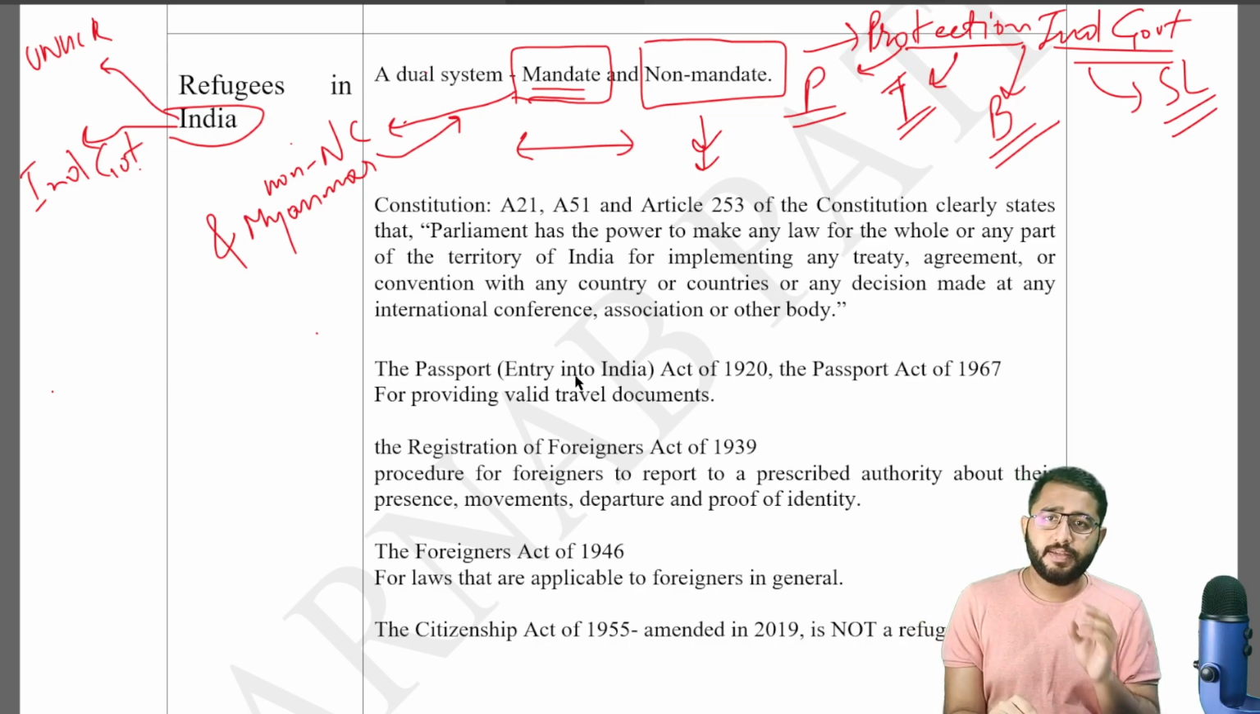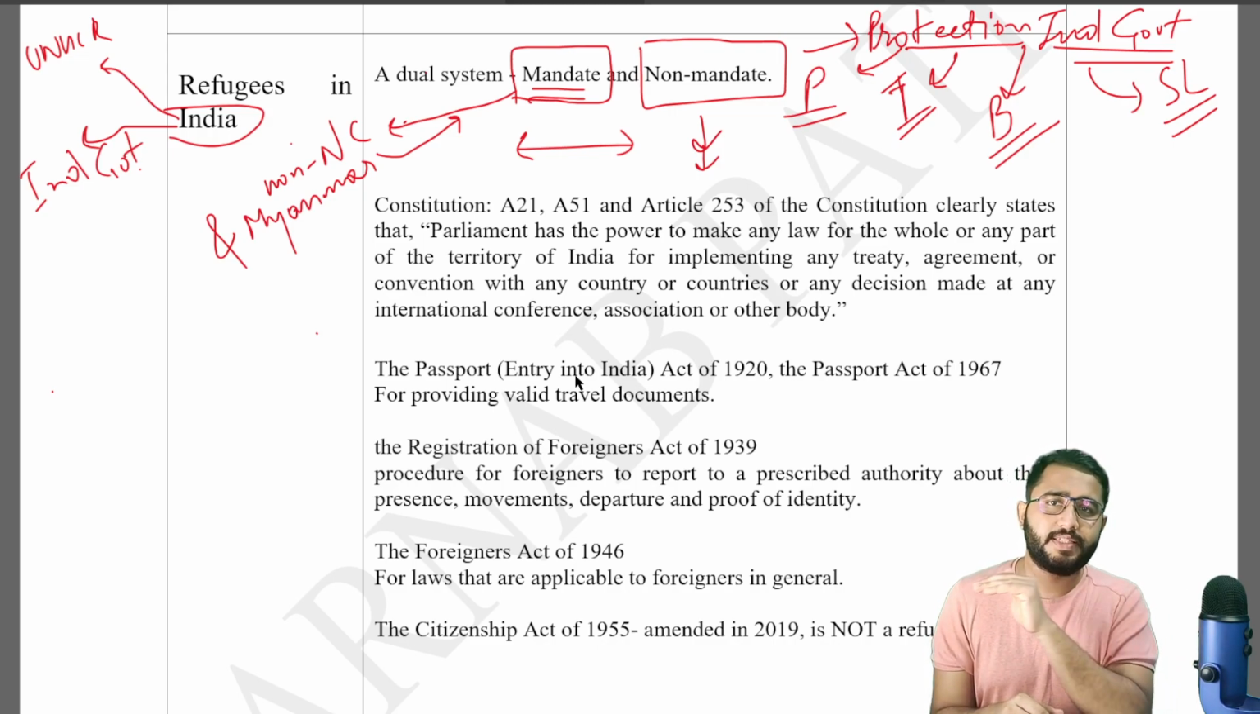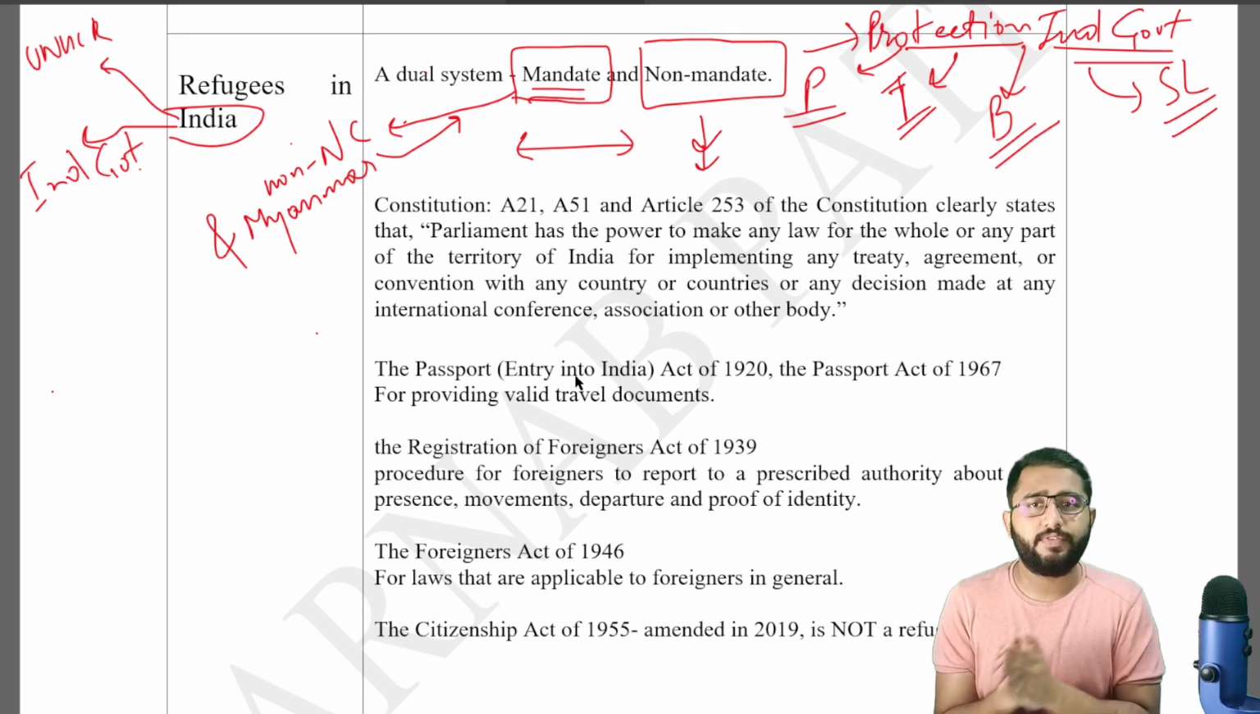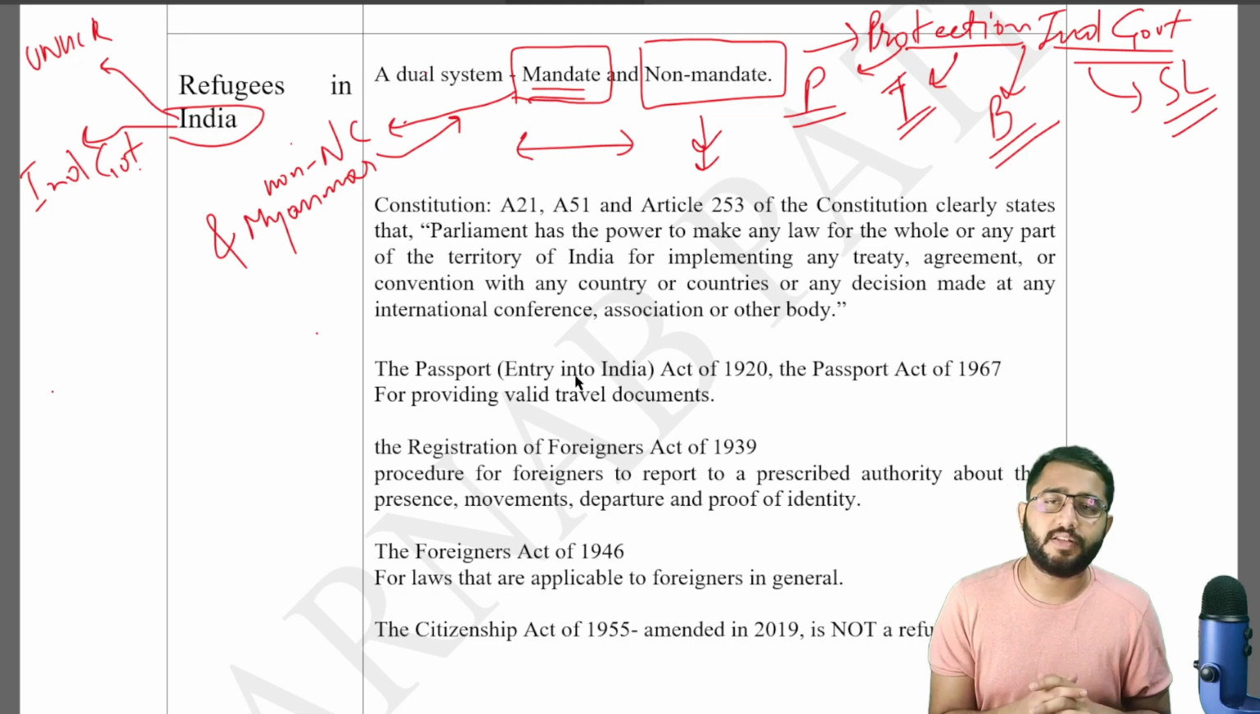In that case, it doesn't matter if it's an illegal migrant, it doesn't matter if it's a migrant, it doesn't matter if it's an alien, a non-citizen, a foreigner, or a refugee. Everyone will be given the same baseline of right to life and liberty, right? Same thing happens with Article 51. Article 51 says, under our directive principles of state policy, that India is going to respect international laws and treaties.